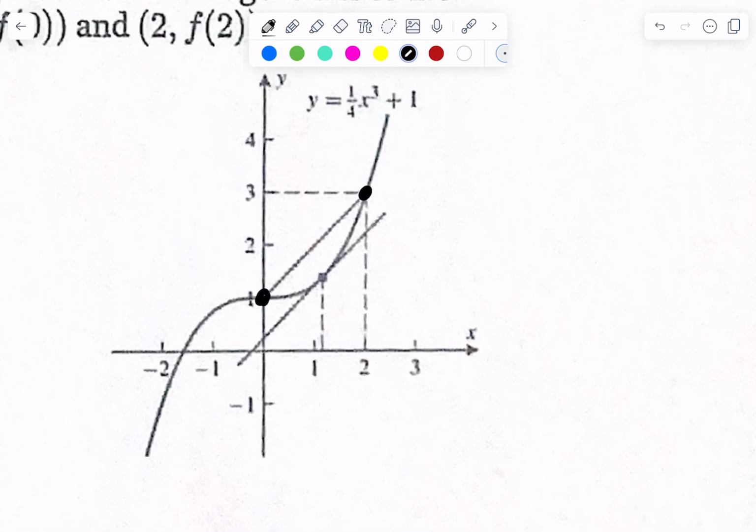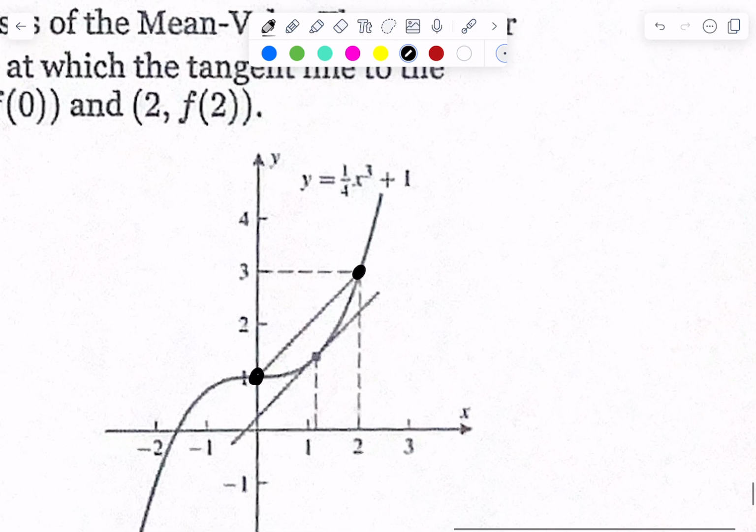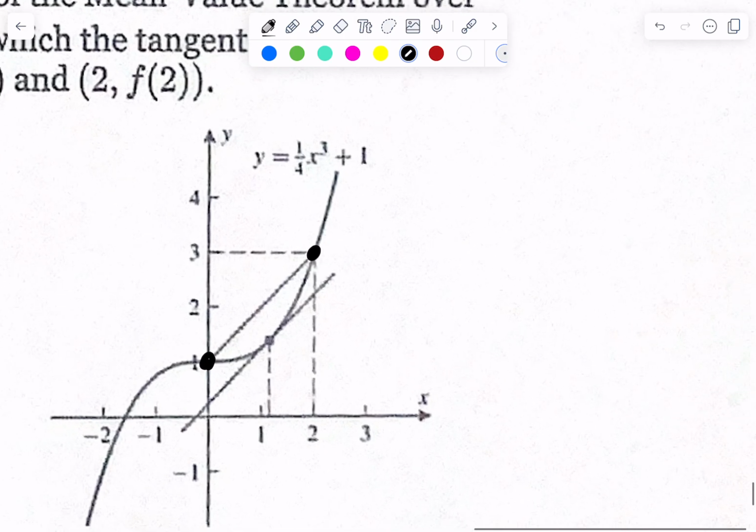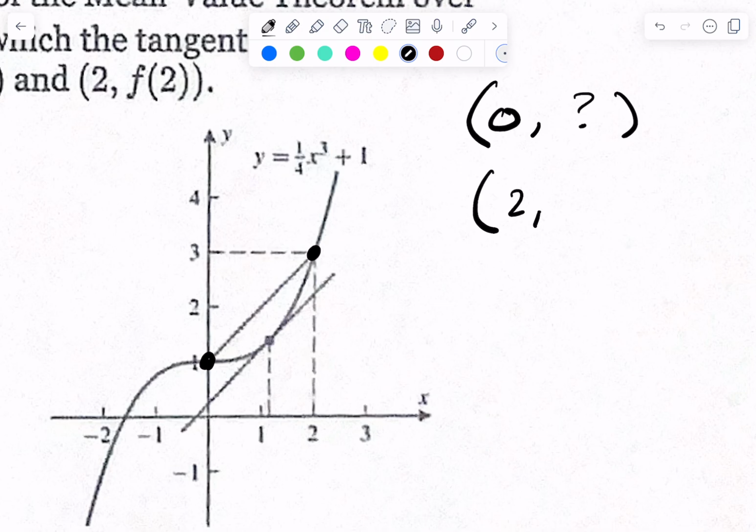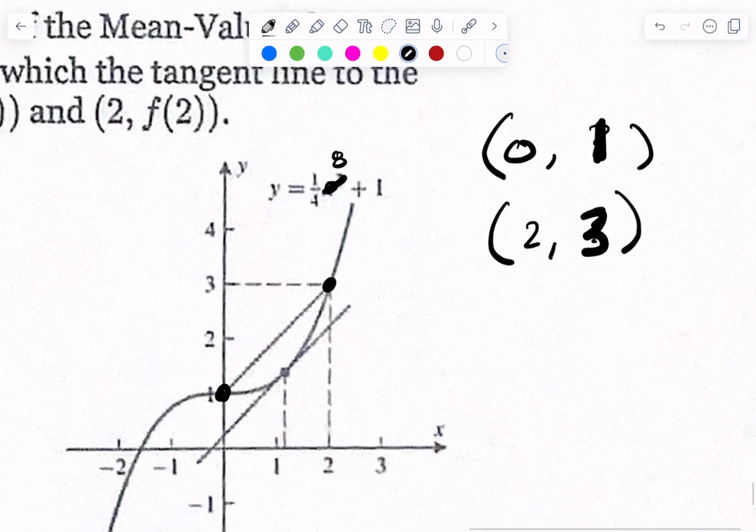So first and foremost, we plug in 0 and 2 to the equation and find my slope. So 0 comma something, 2 comma something. If I plug 0 in, we get 1. If I plug 2 in, 2 cubed is 8, a fourth of 8 is 2, plus 1 is 3. We're plugging in 0 and we get 1. We plug in 2, and we get 3, because those are the endpoints of the interval we're looking at.